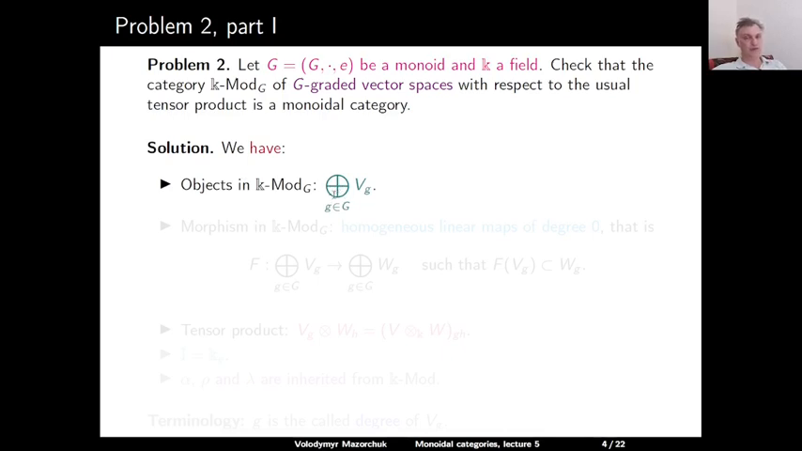So all vector spaces which can be written as a direct sum over all g in G of V_g. So V_g is the homogeneous component of the vector space which has degree g.